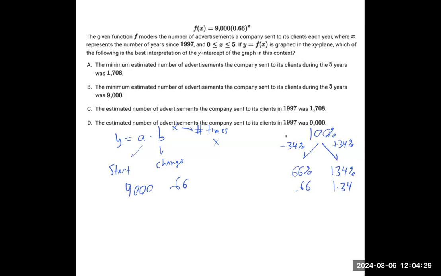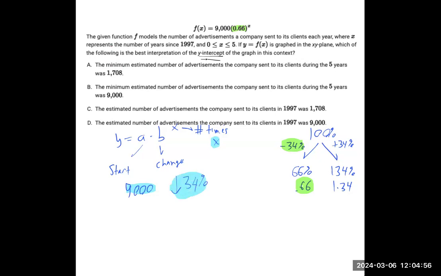So in other words, to lower something by 34%, you're multiplying it by 0.66, and that's what we have here. So you have something that starts at 9,000, it's going down 34%, and that's happening x times. So now that we understand this a little bit better, let's look at what else they're asking us.